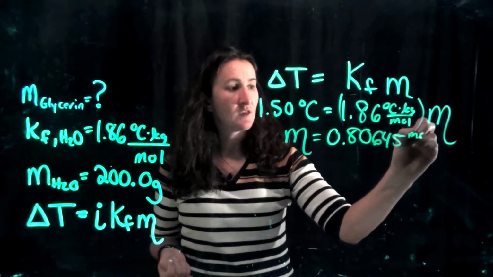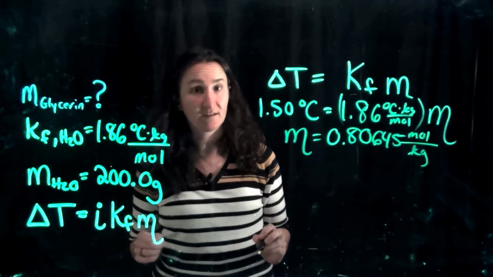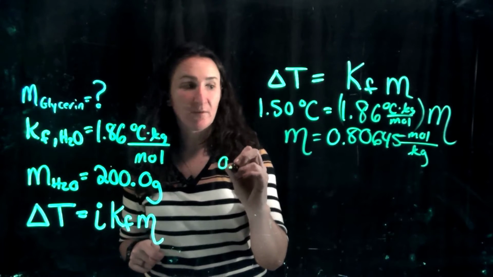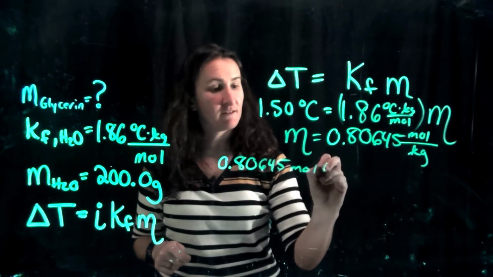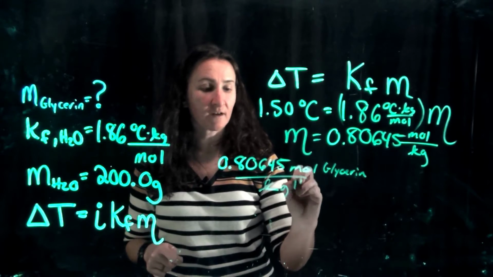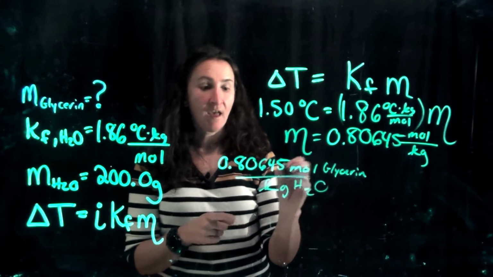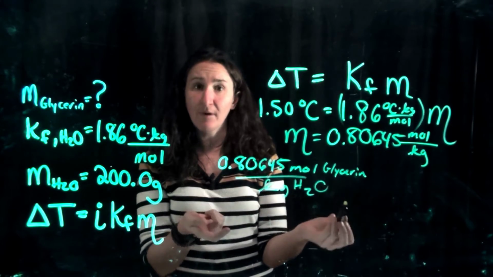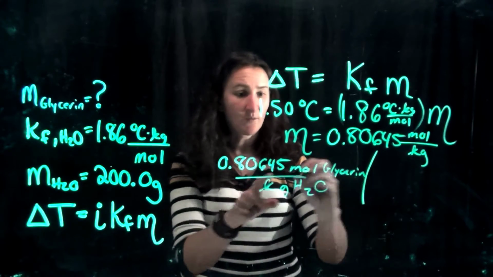Molal is moles of your solute divided by kilograms of your solvent. That already tells us how we need to figure out and solve and finish this problem. So if we have 0.80645 moles of my glycerin per kilogram of water, we can convert that right now from moles of glycerin to grams of glycerin. And that's per kilogram of water. So how do we eliminate or get rid of the kilogram on the bottom? We can multiply by the number of kilograms we have. So let's do that. Here, moles of glycerin.